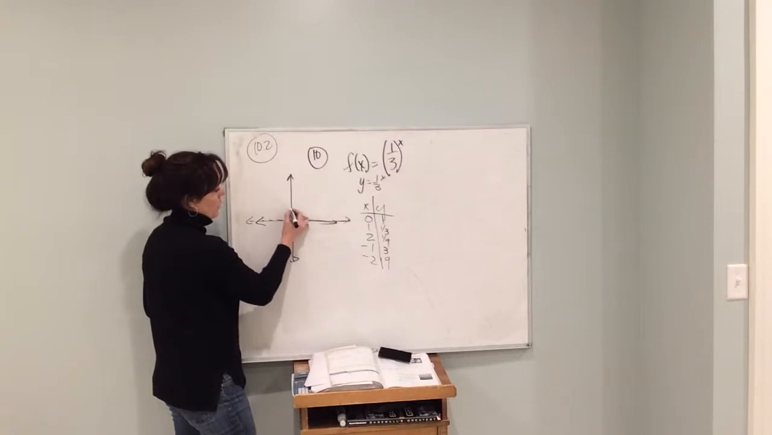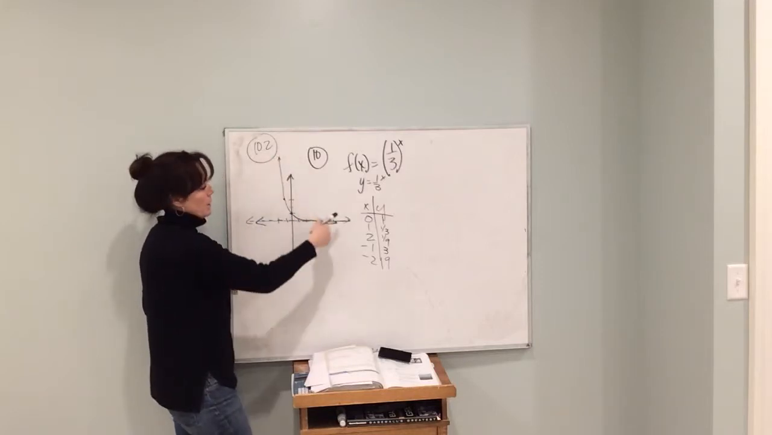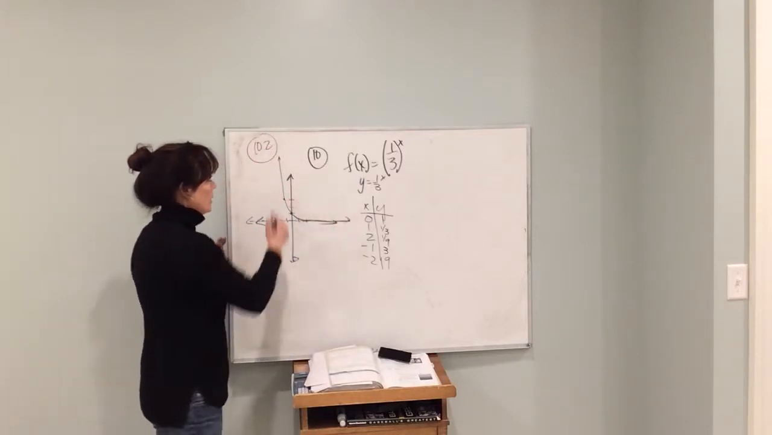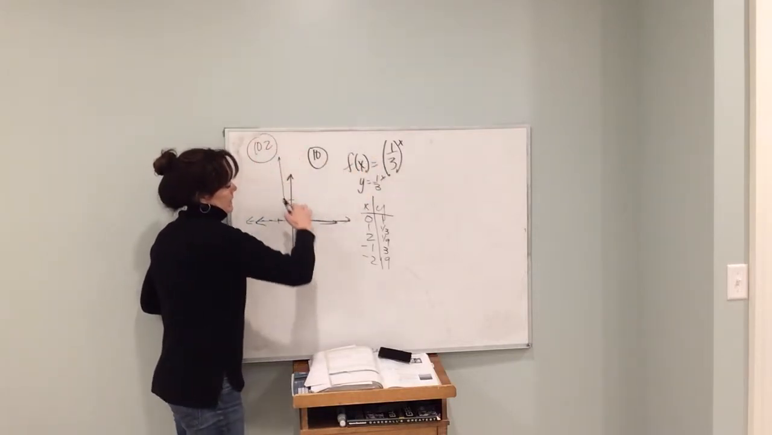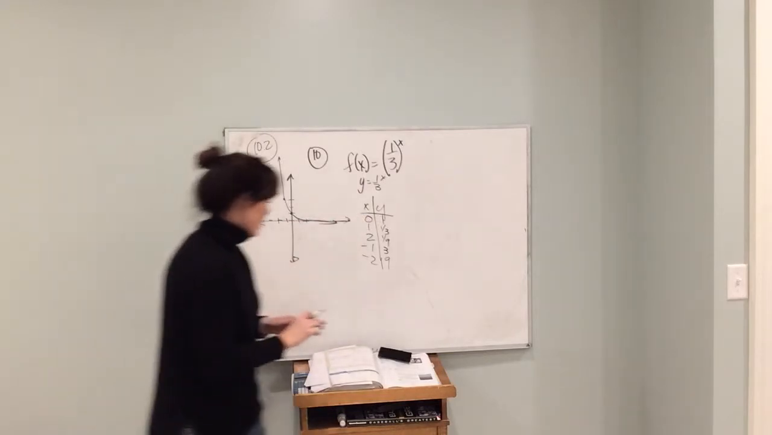And then we have -1, 3, and -2, 9. So see, it grows really, really fast. When they say exponential growth, that's what they're talking about, is something like this. This one would have exponential decay. It goes down. Because it's 1/3, it goes down and to the right.